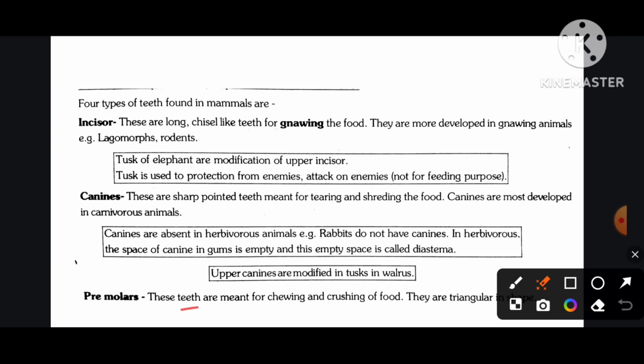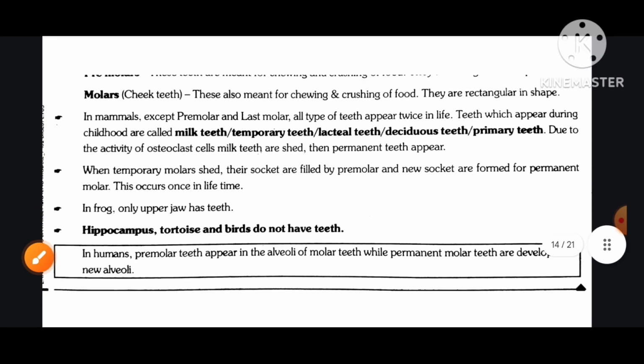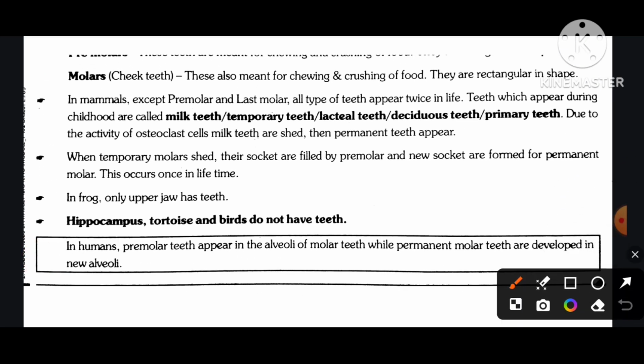Premolars. These teeth are meant for chewing and crushing of food. They are triangular in shape. Molars, cheek teeth. These are also meant for chewing and crushing of food. They are rectangular in shape.